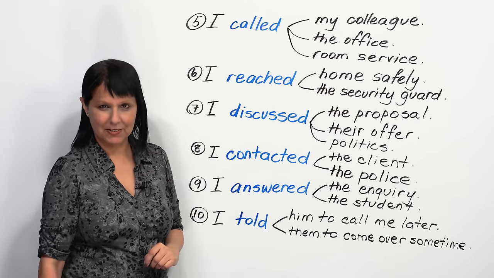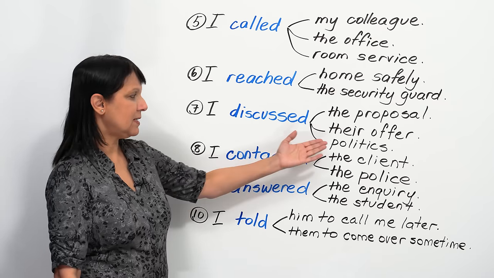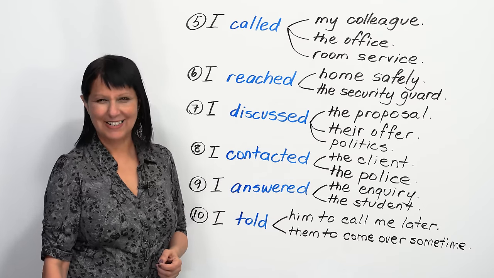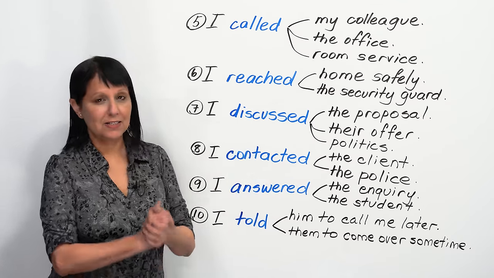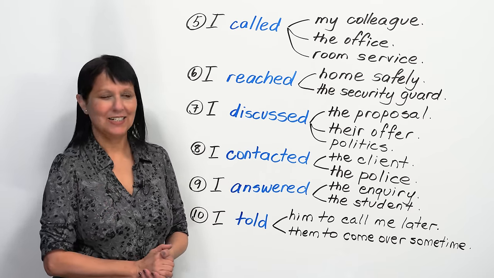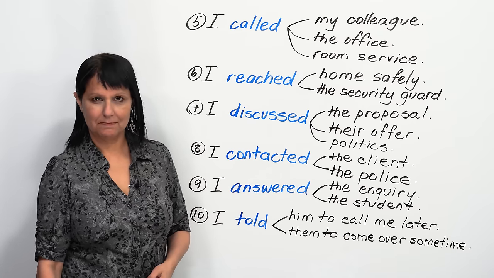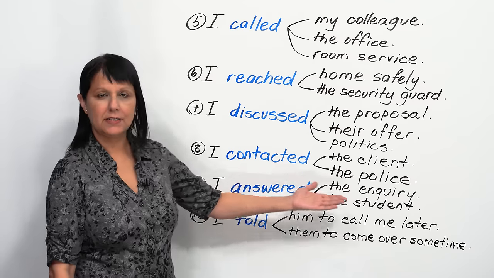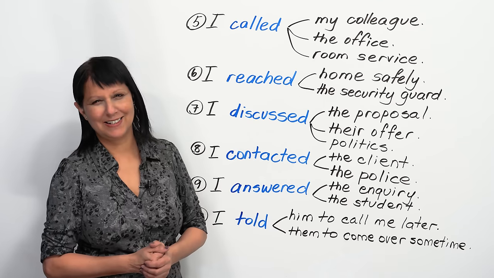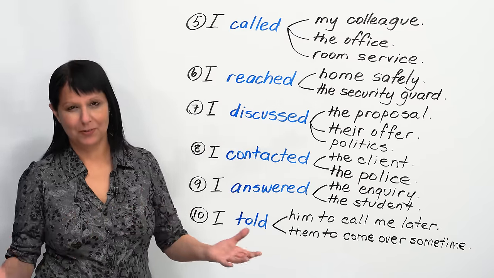Okay? Number 7. I discussed the proposal. I discussed their offer. I discussed politics. Okay? So these are ways that you can use discuss. The most important thing is don't use any preposition after the word discuss. Okay? Next, number 8. I contacted the client. Or I contacted the police. Okay? So again, no preposition. That's it for all of them here. No preposition after these very common verbs, all right?